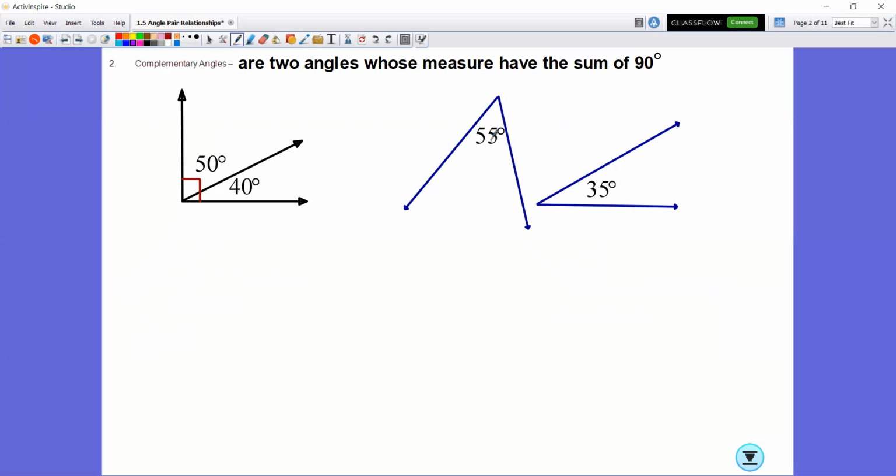One of your homework assignments for tonight, I think it's number 6. You're looking for the numbers that are going to add up to 90 when you get to that problem. So complementary add up to 90. Two angles add up to 90.